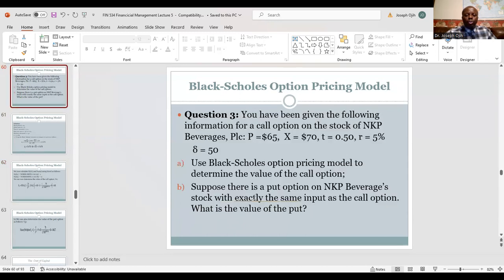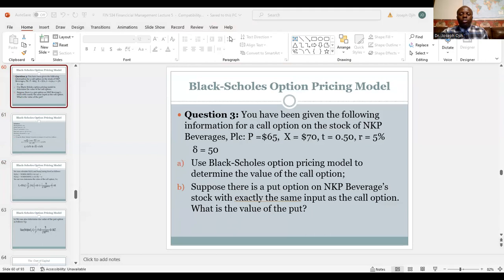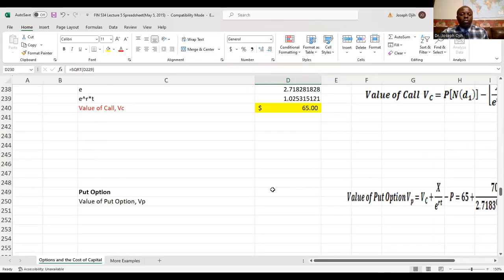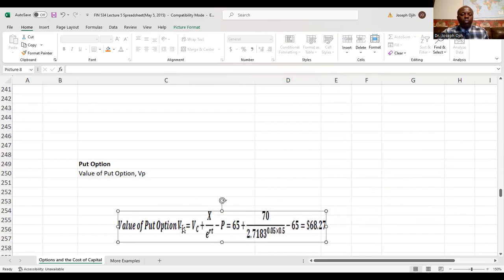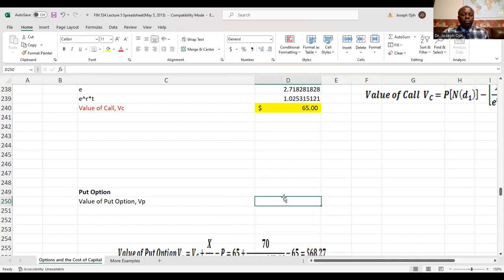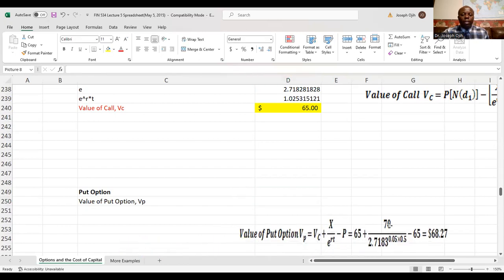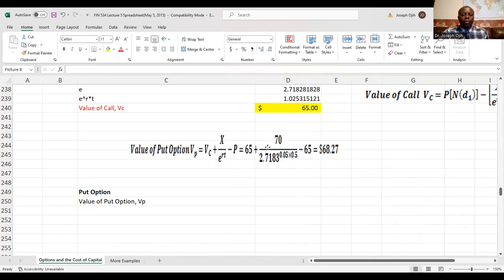Part B says, suppose there is a put option on NPK beverages stock with exactly the same input as the call option. What is the value of the put? So now let us go and put the value of the put. I'm going to show you the formula we're going to use for this. The formula for the put option is right here. Value of put option is value of call option plus strike price over e to the power RT minus P. So let's put the value of the put option.